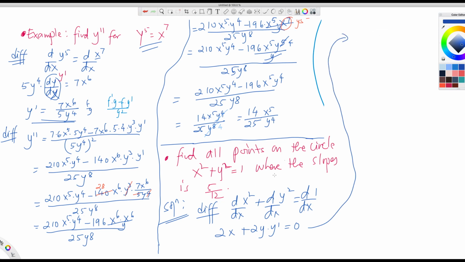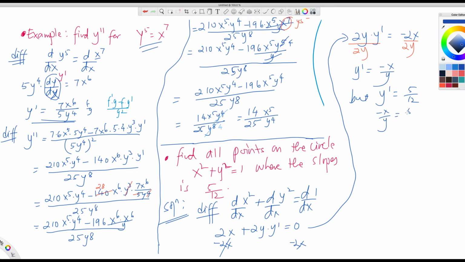If you simplify this, what do you get? Subtract 2x on both sides, and the 2x minus 2x cancels out. So you get 2y times y prime equals negative 2x. Divide by 2y. You get y prime equals negative x over y. But you want to find all the points where y prime equals 5/12, right? So negative x over y equals 5/12.